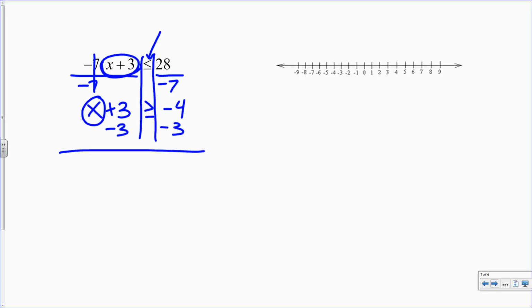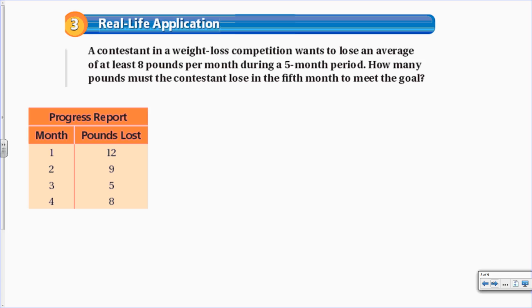Now subtracting does not flip the sign, so we leave it, and we have negative 7. So at negative 7, we should have a filled in circle. x is greater than negative 7 would go in this direction. So that is the practice of working with these inequalities.